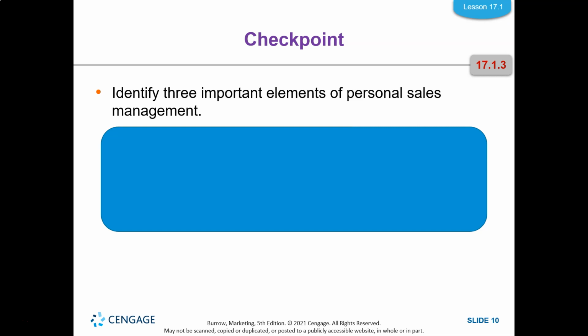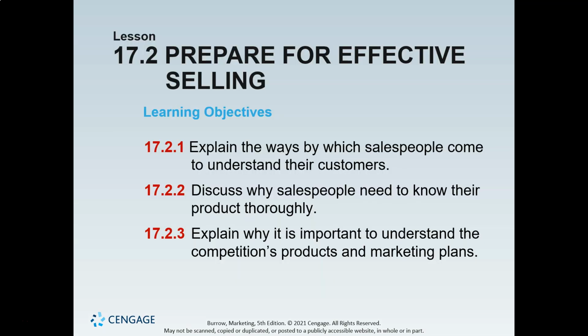Moving on to the next section, we are at 17.2, and that is preparing for effective selling. So in 17.2.1, we're going to explain the ways by which salespeople come to understand their customers. In 17.2.2, we'll discuss why salespeople need to know their product thoroughly. And in section 17.2.3, we'll explain why it is important to understand the competition's products and marketing plans so that you can be more effective with the selling of your product and marketing plan.